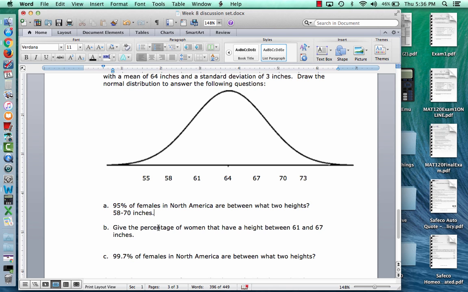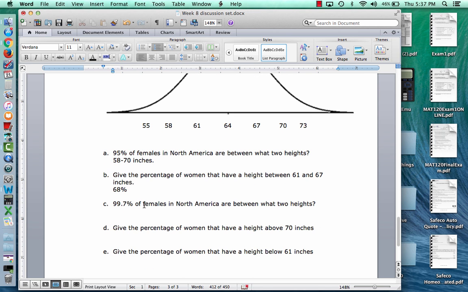This one says, give the percentage of women that have a height between 61 and 67. So 61's here, 1 standard deviation below. 67's 1 standard deviation above. So 1 standard deviation below to 1 standard deviation above is 68%. 99.7% of females in North America are between what 2 heights? Well, 99.7% corresponds to 3 standard deviations. So 3 below is 55, 3 above is 73 inches.